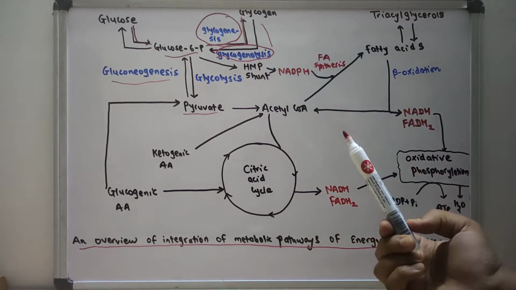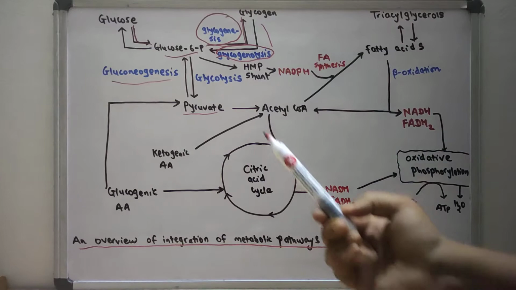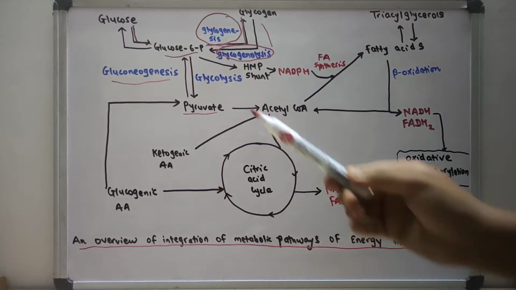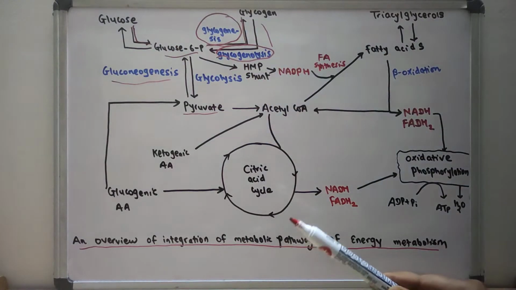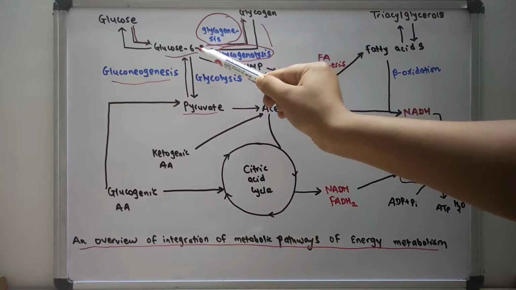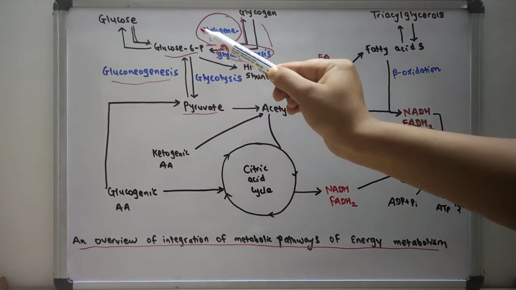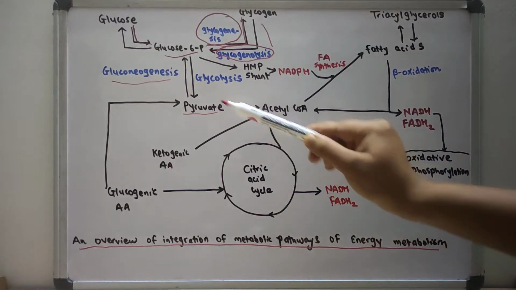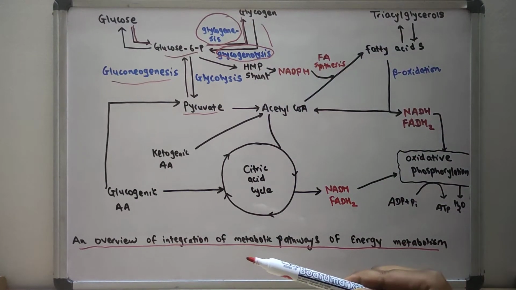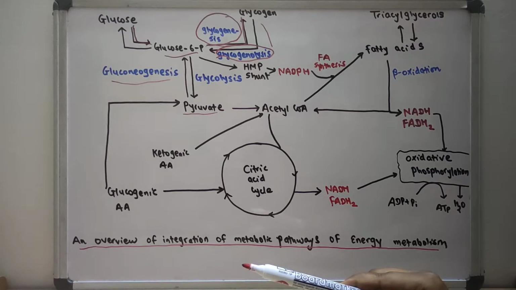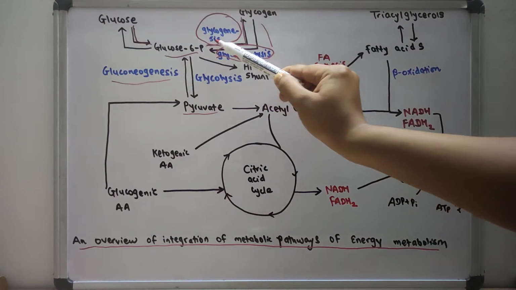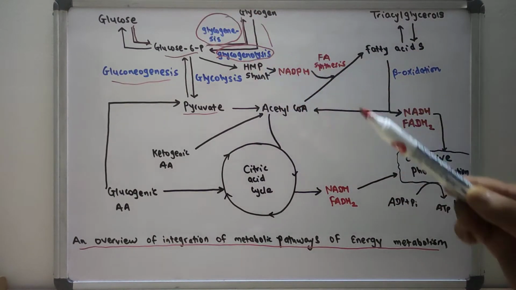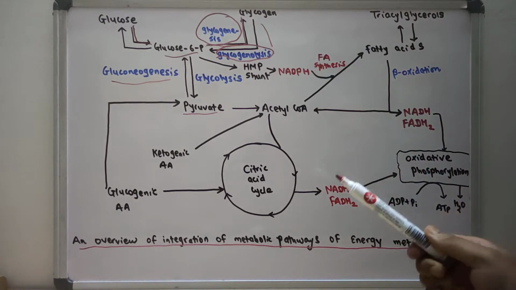So let's see here. Glucose 6-phosphate is the central molecule of the carbohydrate metabolism. That means from glucose 6-phosphate, pyruvate is formed. The conversion of glucose 6-phosphate to pyruvate is known as glycolysis, the conversion of pyruvate to glucose 6-phosphate is known as gluconeogenesis, the conversion of glucose 6-phosphate to glycogen is known as glycogenesis, and the conversion of glycogen to glucose 6-phosphate is known as glycogenolysis.